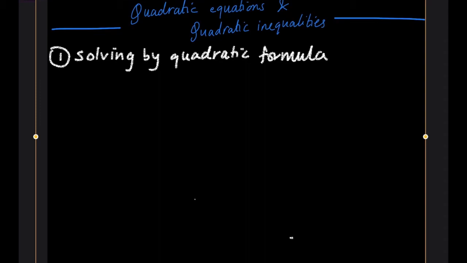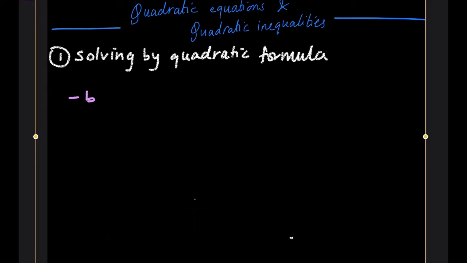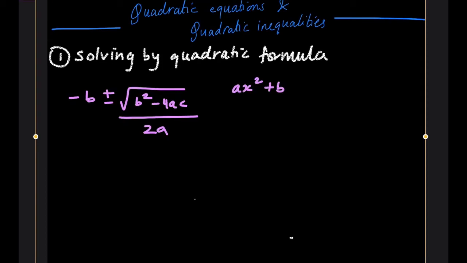But anyway, the formula is negative b plus or minus root (b squared minus 4ac) over 2a. And these variables, of course, are from ax squared plus bx plus c.